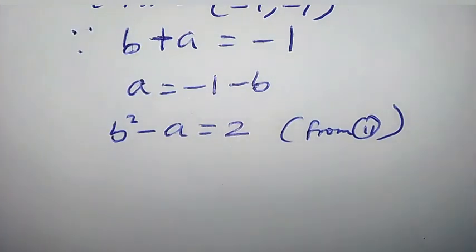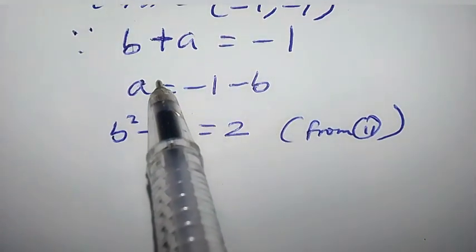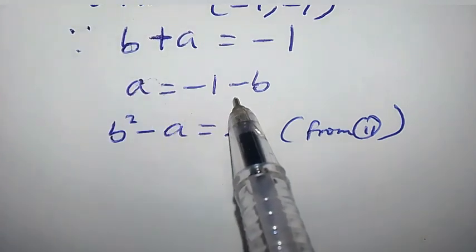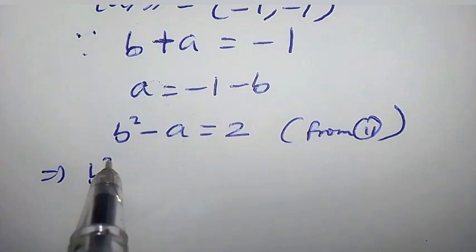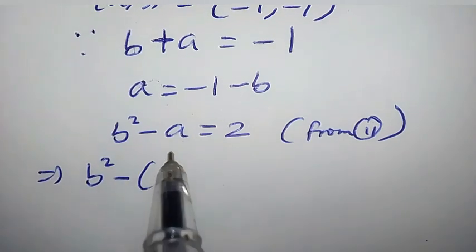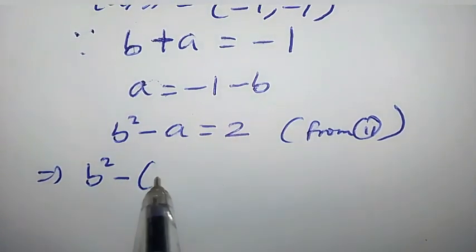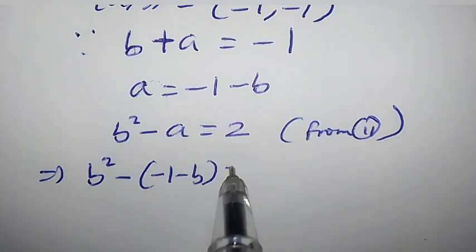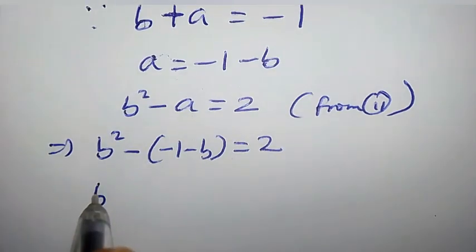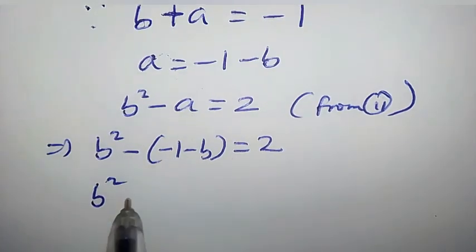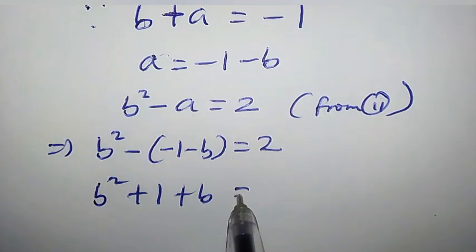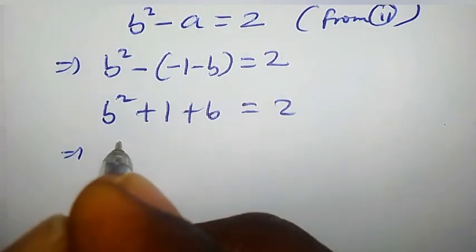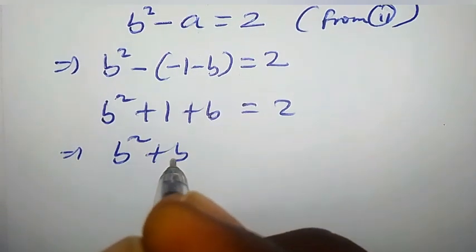Our goal now is to substitute this value of A, which is negative 1 minus B, into this left hand side. This implies that B to the power of 2 minus, what is A? A is minus 1 minus B, minus 1 minus B, equal to 2. B square minus times minus 1, that is plus 1, minus times negative B, that is plus B, equal to 2. Implies that B to the power of 2 plus B plus 1.